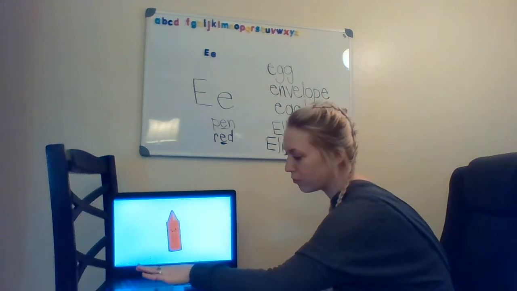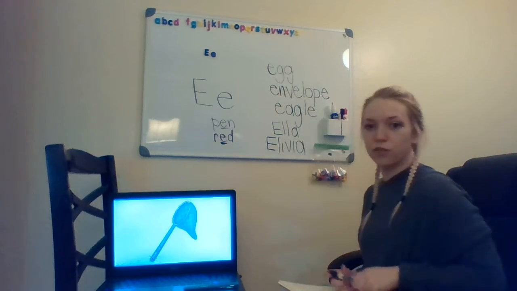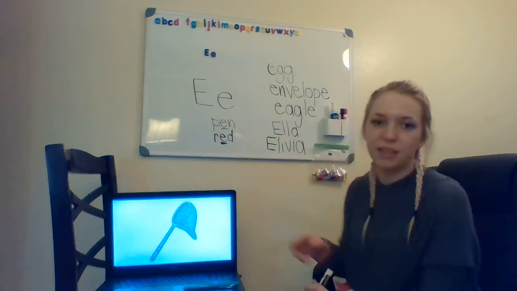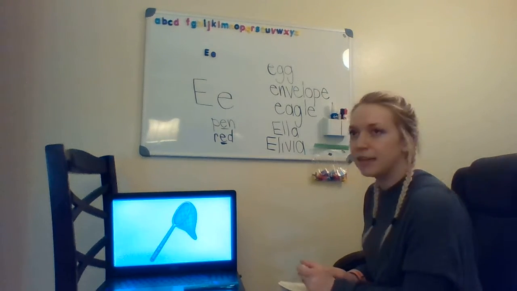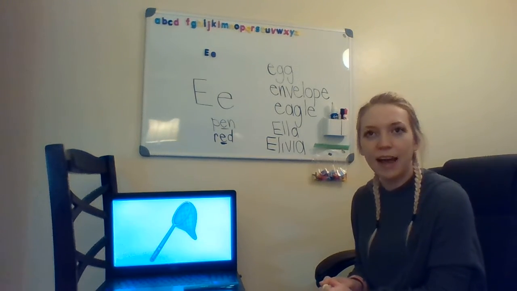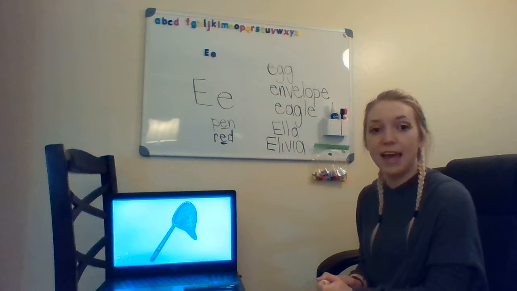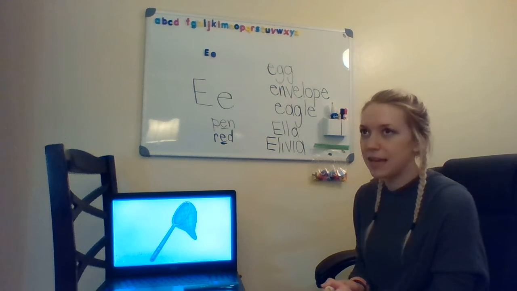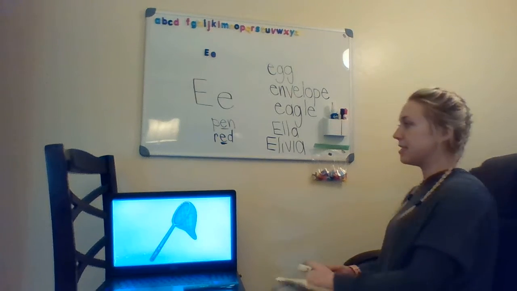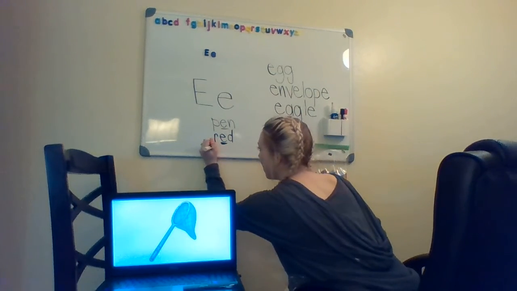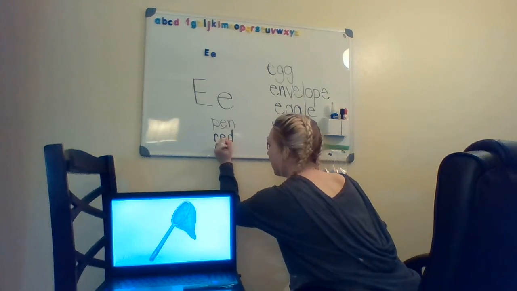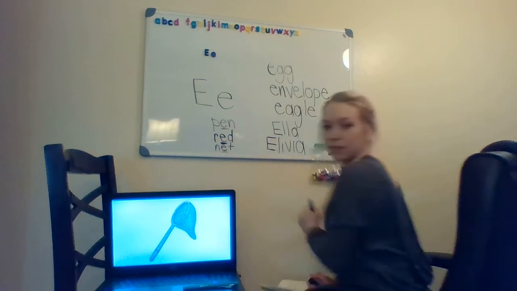Alright, I think we have one more picture. Do you know what this is? It's kind of hard to see. This is a net, like a butterfly net. Does the word net have the eh sound in it for the letter E? Net. Yes, net has a letter E in the middle. It makes the eh sound. Net.